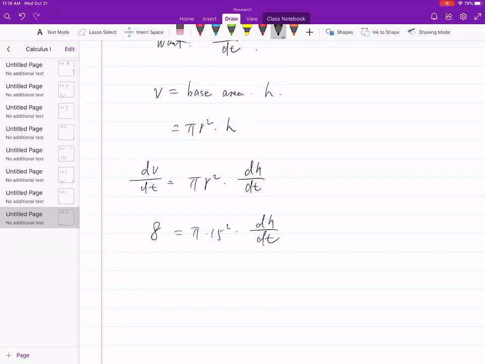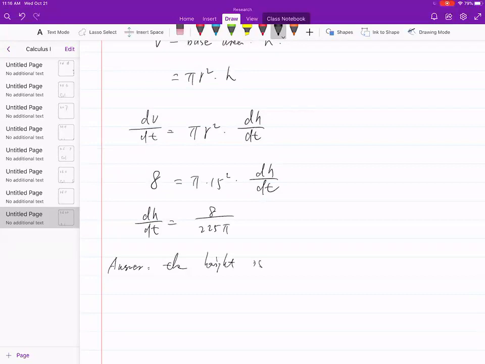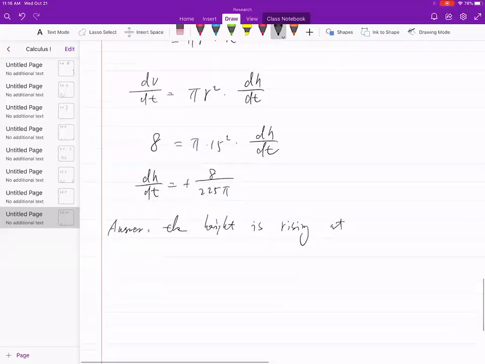dV over dt is 8. So dh over dt is the answer. The height is increasing because it's positive, or rising at some number of meters per minute.